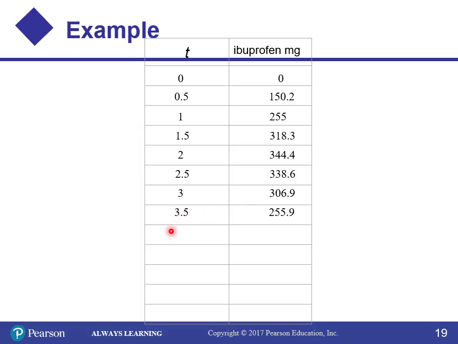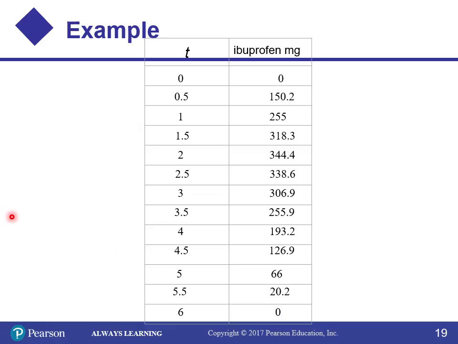For 3.5, we're at 255.9. So somewhere in here, we've hit our peak, right? We don't know exactly, but we know it was going up till it got to this point, and now it is going back down, which makes sense. Once it's been in your system, it starts to dissipate. So at 4, we're at 193.2. At 4.5, you're at 126.9. At 5, we're at 66. At 5.5, we're at 20.2. And then at 6, notice we're at 0.